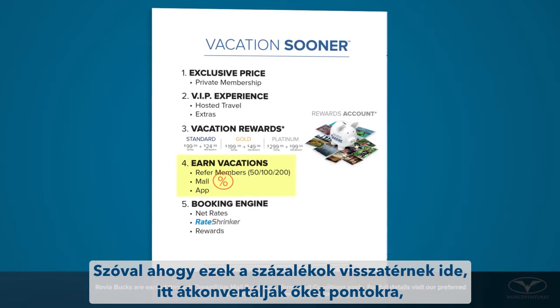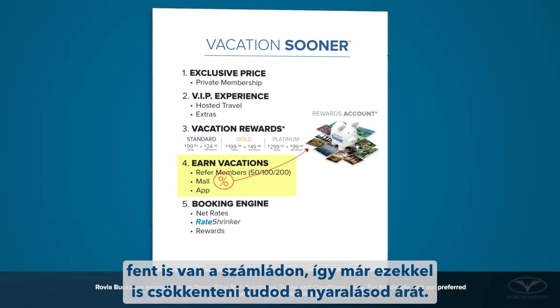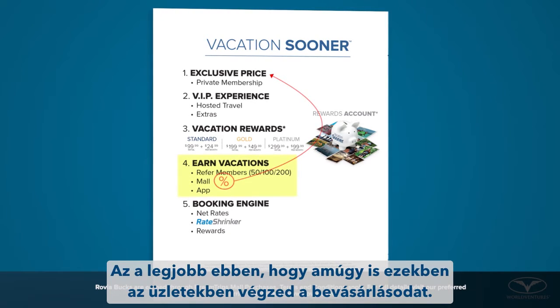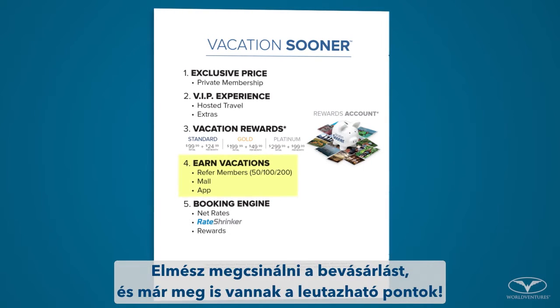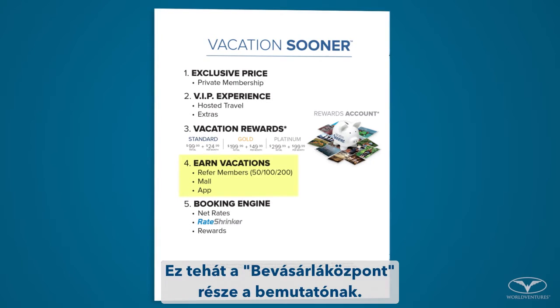But as those percentages come back here, they convert that to points, and it goes back in here, and it allows you to do the same thing, where you can apply those towards lowering the price of your vacation. And the cool thing about it is when you go to our mall, that's places you're buying already. At Best Buy, you shop there right now. Right now, you get 0 towards your next vacation. You potentially could go shop there and you could get credit towards your next vacation at these companies that are part of our mall component.